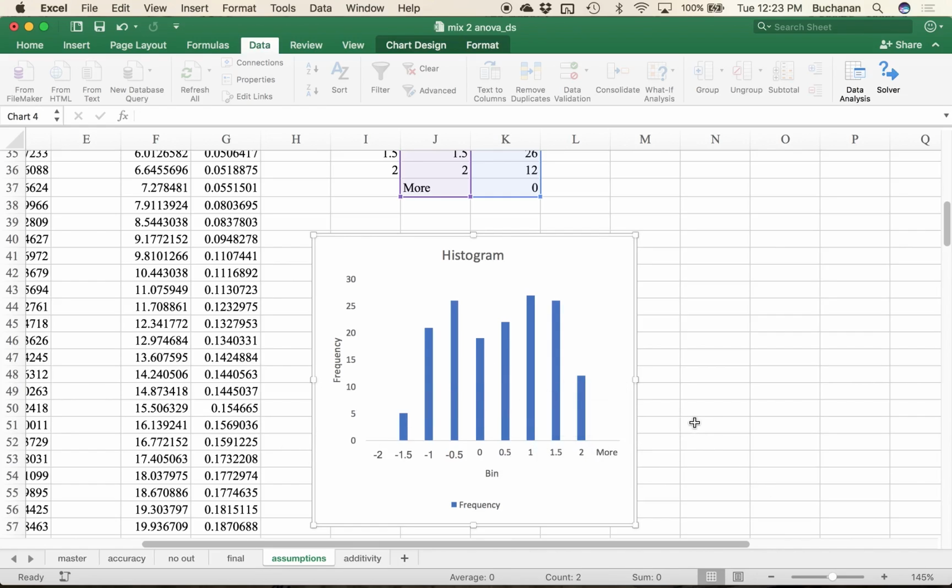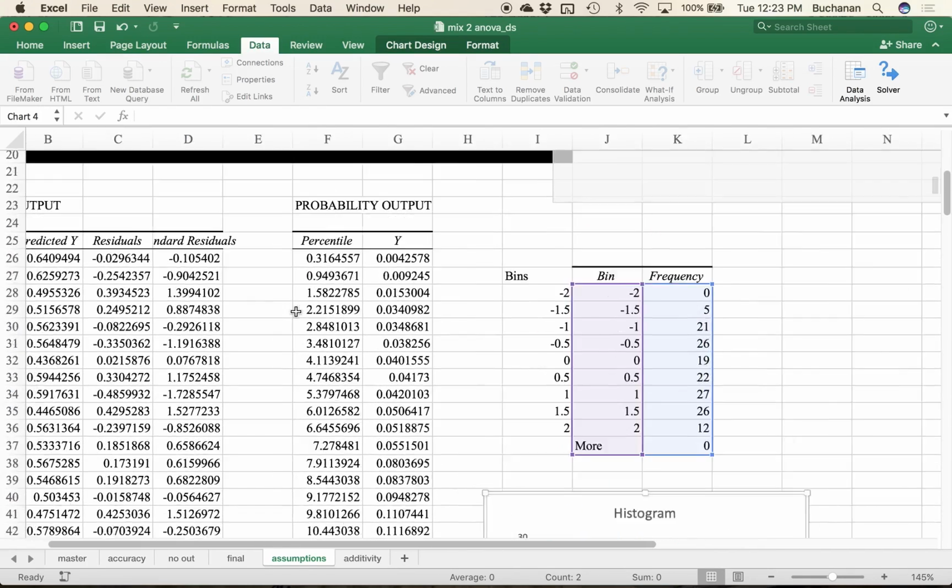I have at least 30 people, and I have at least 30 people in each group, so I'm probably okay. Okay, so remember, for normality, we can bend that assumption and still get a fairly accurate answer, as long as we have at least 30 people. That's the central limit theorem.